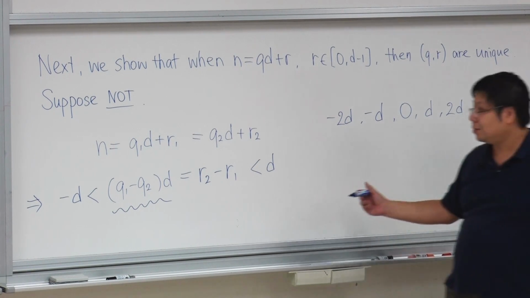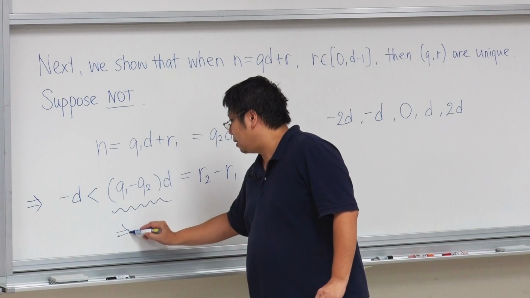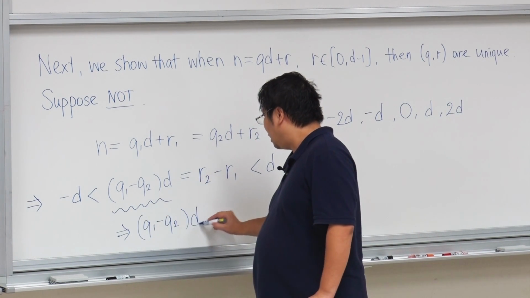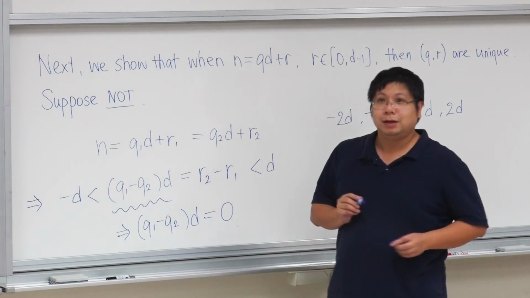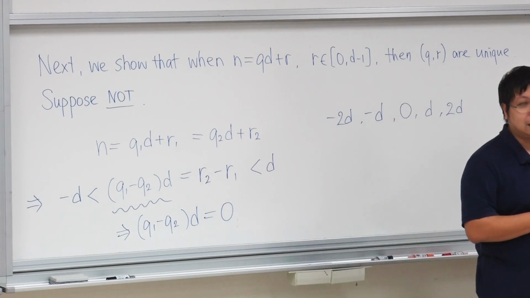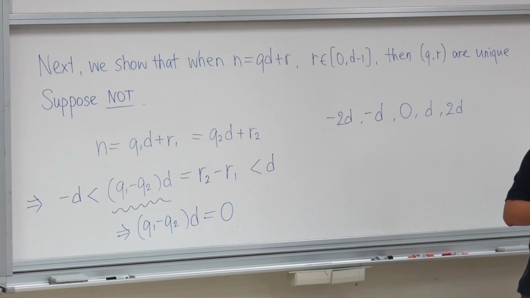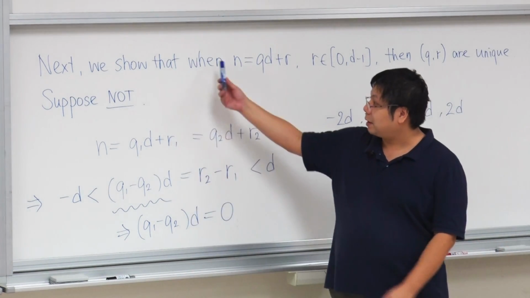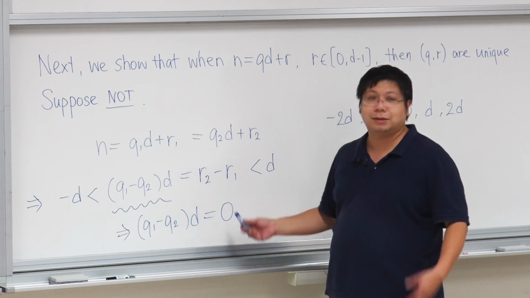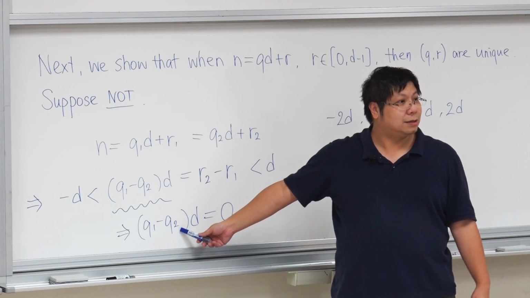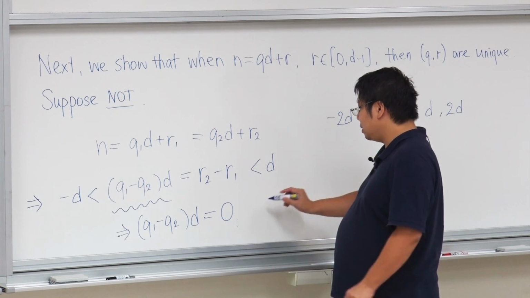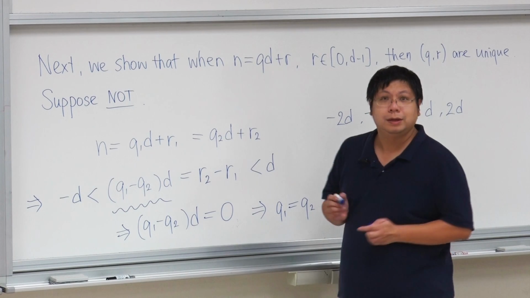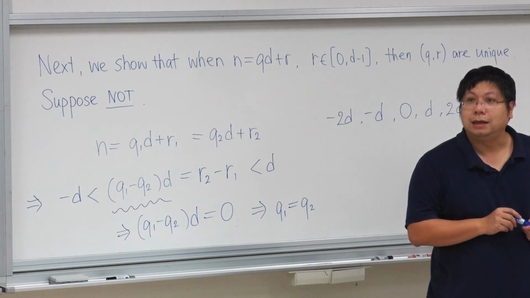So what does that mean? This implies q1 minus q2 times d has to be equal to 0, because this is the only multiple of d that satisfies the constraints. Since d is greater than 0, some number times d equal to 0 means that number is 0. So q1 has to be equal to q2. Is that okay?